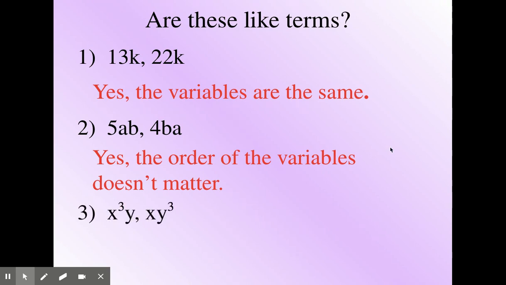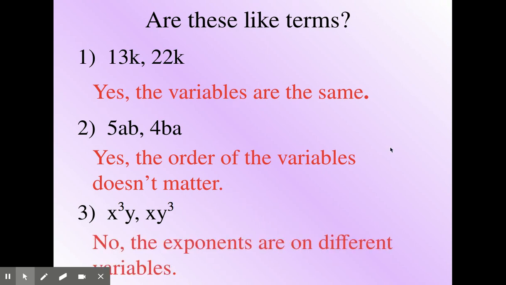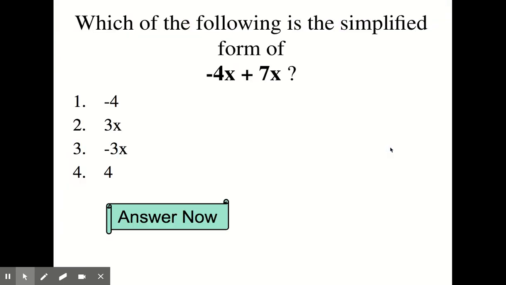Is x to the third power times y the same as x times y to the third power? Or rather, are they like terms? No, they're not like terms. The exponents are different on different variables. So though there is an x and there's a y and there is a cubed exponent, in the first part, the 3 is with the x, and on the second one, the 3 is with the y. So they are not like terms.